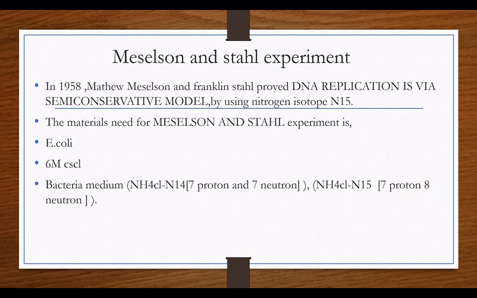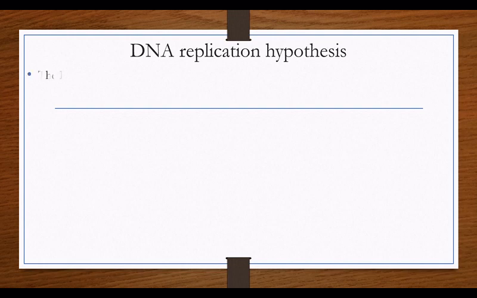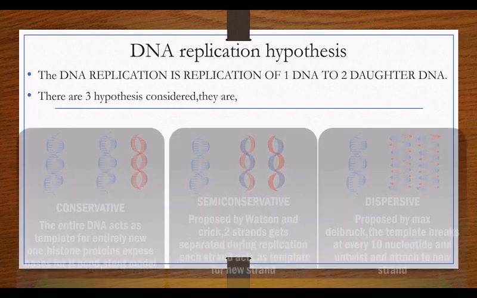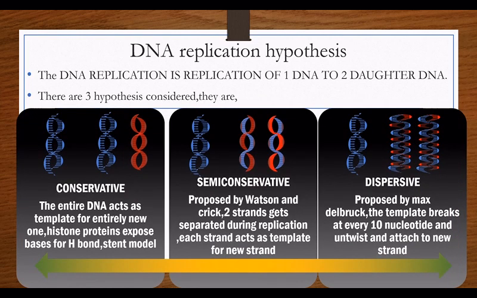The DNA replication hypothesis. DNA replication is the replication of one DNA into two daughter DNA. There are three hypotheses considered: conservative, semi-conservative and dispersive. In conservative, the entire DNA acts as the template for an entirely new one. That is, the parental strand is conserved, so it is known as the conservative model. Here, the protein will expose the bases for H bonds. This model was proposed by Gunther Stent, so it is known as the Stent model.